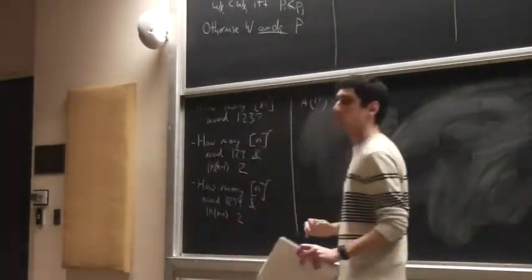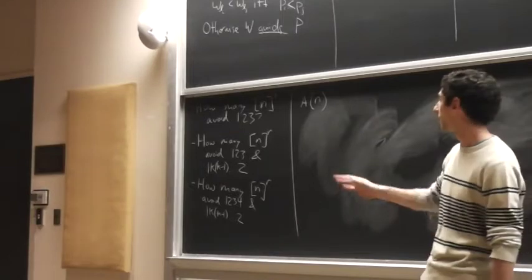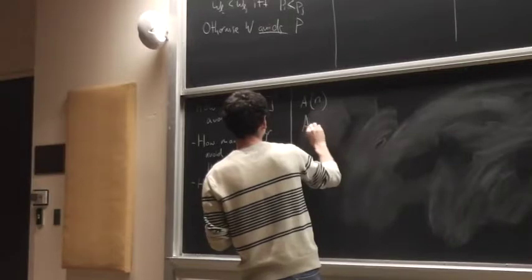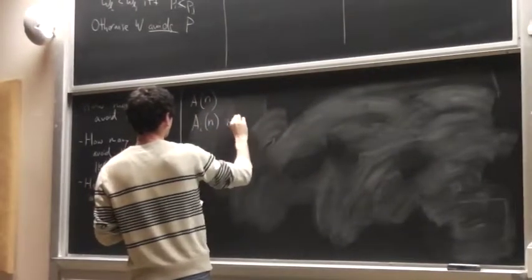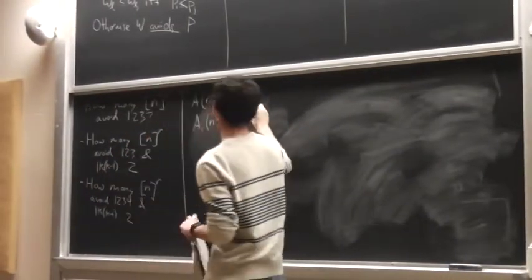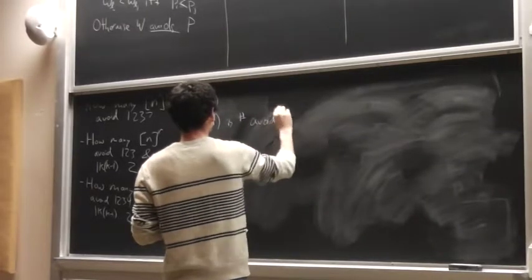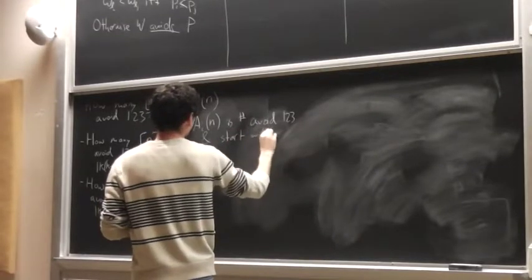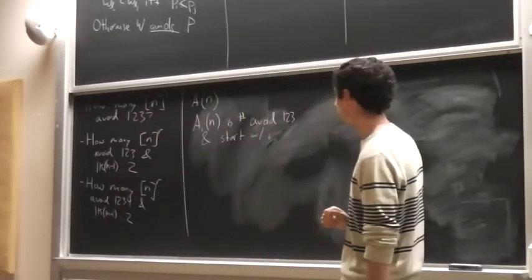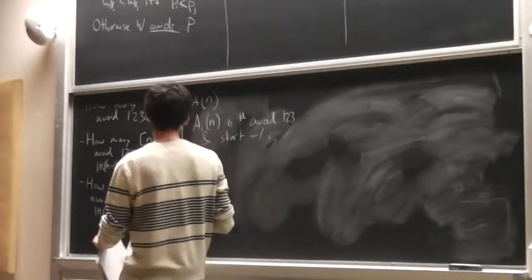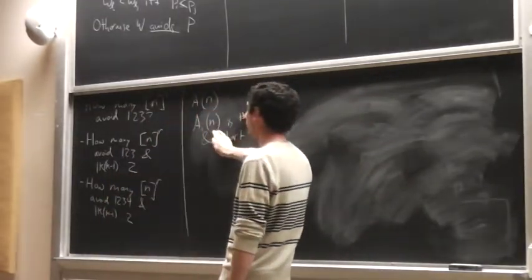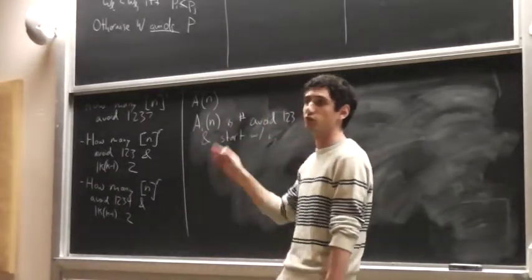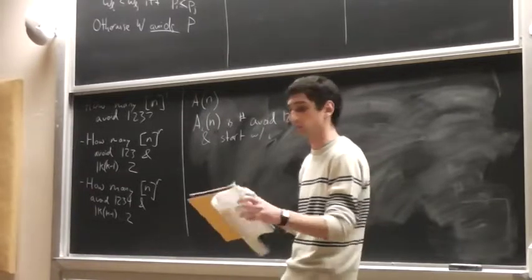A sub n is the number of permutations of 1 through n that avoid 1, 2, 3. And A I sub n is the number that also avoids 1, 2, 3 and begins with I. What we're going to do is find a recurrence where we write A sub I in terms of other terms, in terms of A sub j's, and then you could solve that recurrence and find a general formula.